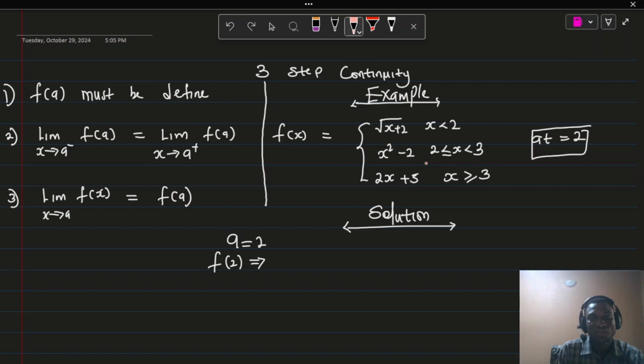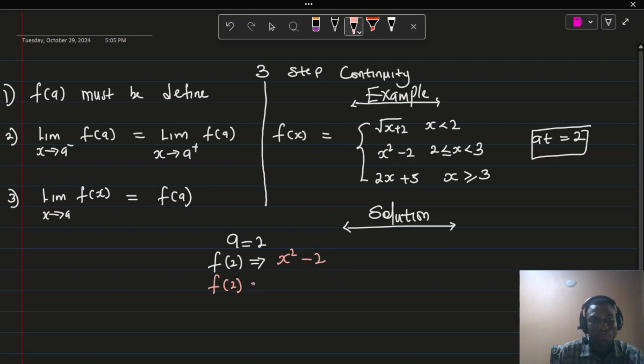Now to do that, we are going to check. This one is saying that x less than 2. Okay, this one is saying 2 less than or equal to x. We cannot go for the one that is saying x less than 2. We are going to go for the one of 2 less than or equal to x. So that means we are picking this function. So that will be x squared minus 2.